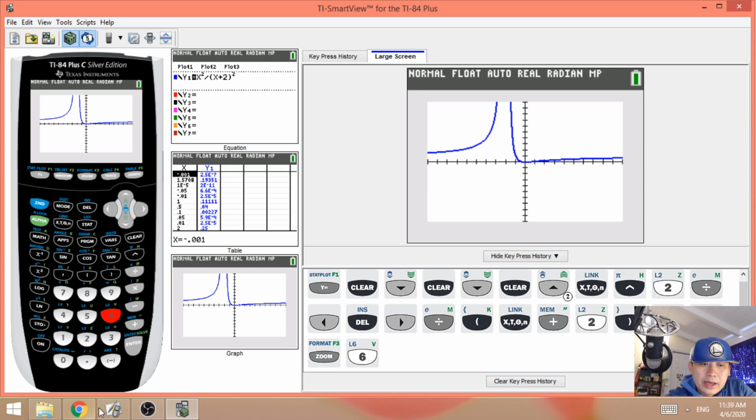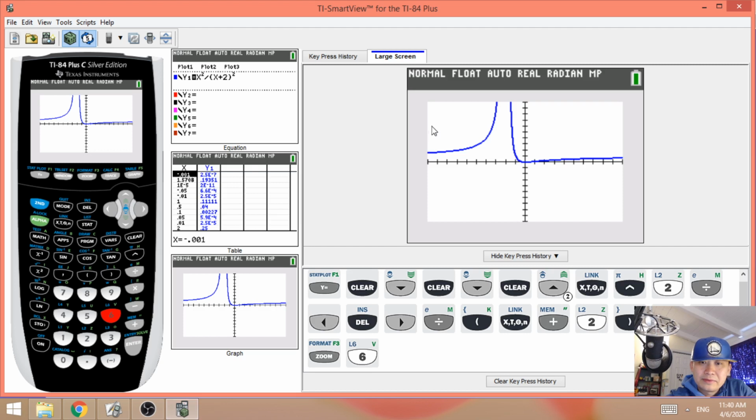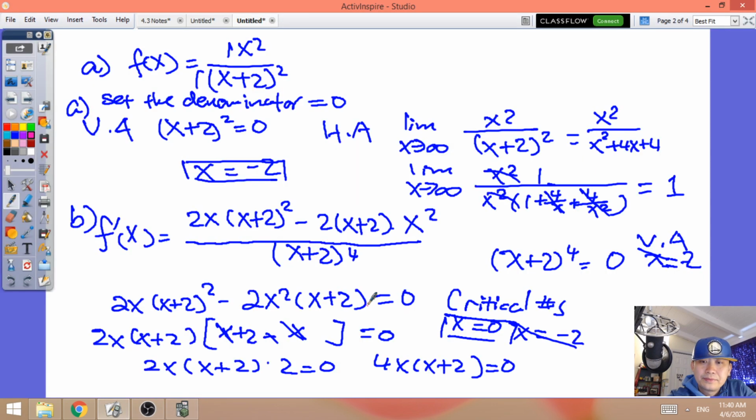So back to what we have done. Back to the first part, negative 2, that's the VA. HA, that's 1. So back to the graph that we have. See that 1 right here? That's a horizontal asymptote. And now increasing, so from negative infinity all the way to negative 2, that's considered increasing. And then negative 2 to infinity, well, this one is considered decreasing. So check that, what we have done.